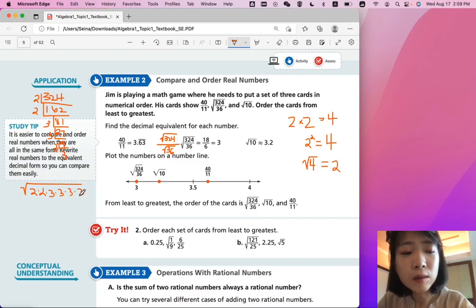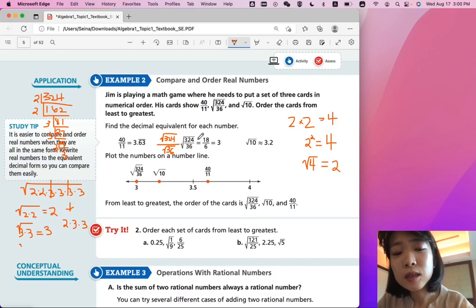you can say that the square root of 2 times 2, which is 4, is 2. And you can say that the square root of 9, which is 3 times 3, is 3, because 3 times 3 is 9, right? And in the same way, you can separate these numbers. And so, ultimately, this is equal to 2 times 3 times 3. And that number is 18.